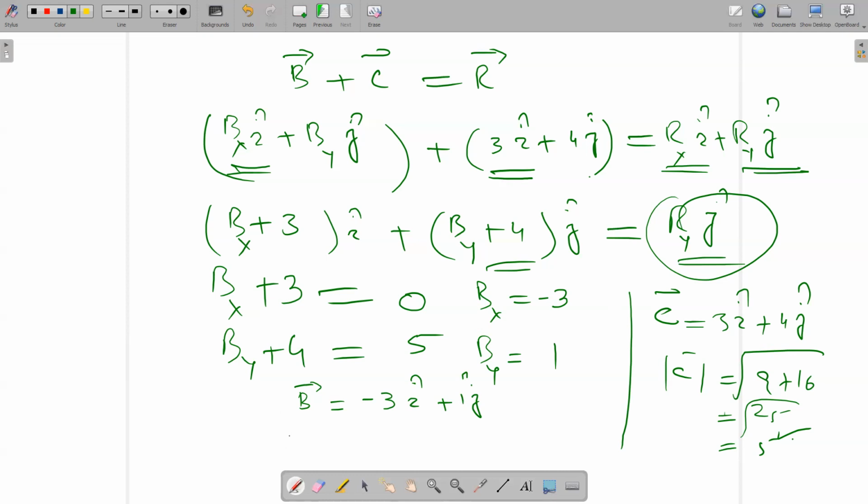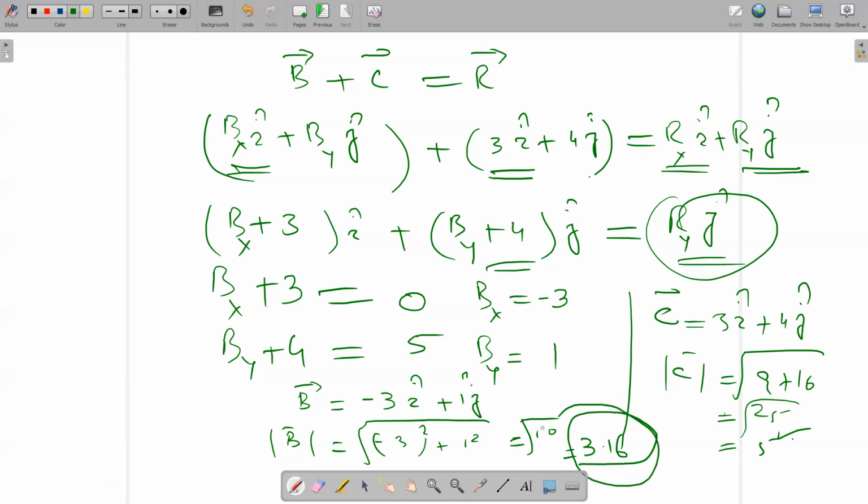So what we will do? We will find the magnitude of B. Minus 3 square plus 1 square, and under root. This is equal to 9 plus 1, 10 under root, and 10 under root is equal to 3.16. So this is the answer. Okay, understand? Yes.